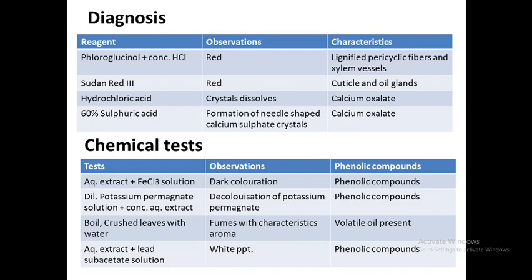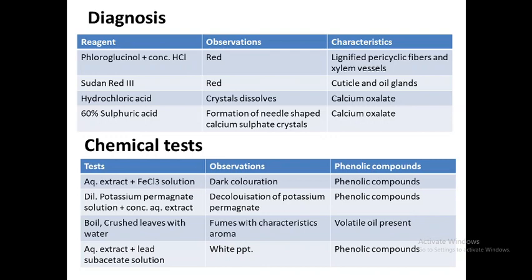Just see the chemical test. So the aqueous extract of eucalyptus plus ferric chloride solution shows the dark color due to the phenolic compounds. Then potassium permanganate solution plus concentrated aqueous extract, this shows the decolorization of potassium permanganate color, that is violet color get decolorized due to the phenolic compounds in eucalyptus.